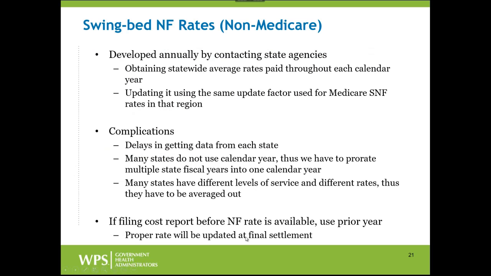Now the key thing, if you are filing this cost report before that year's NF rate is available, the only thing you can really do is use the prior year rate that was available, the last rate we've reported for that year. Once we take this to final settlement, we will plug in the proper rate that we've calculated or approximated. So it will be updated at final settlement. But again, you don't need to hold the cost report. You don't need to do anything like that. Sometimes these rates just aren't available. So that's really what I wanted to point out.